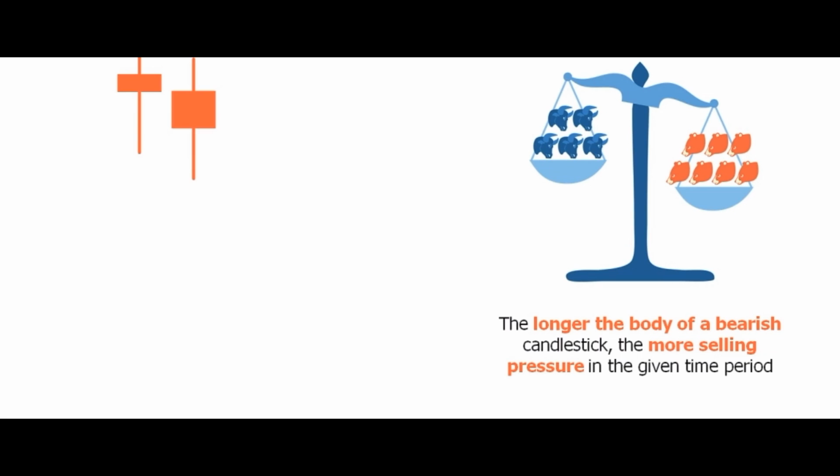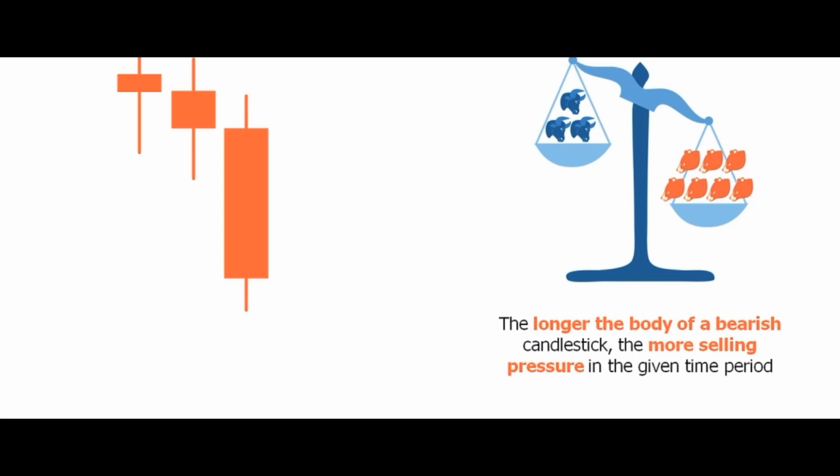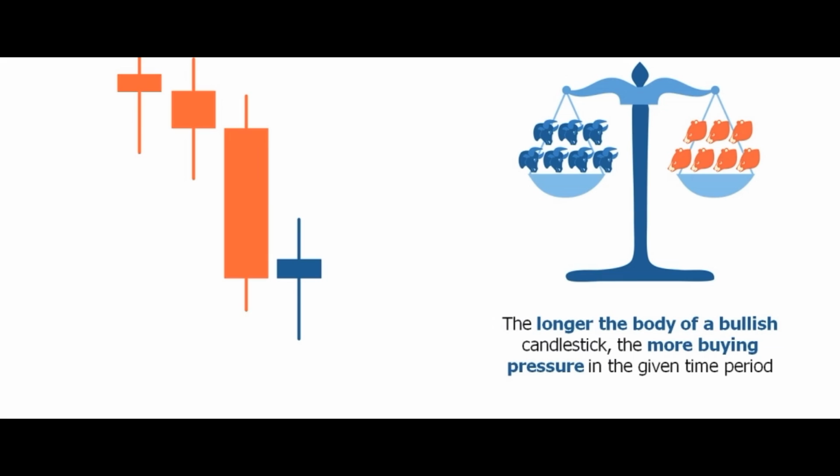As more bears enter the market, the selling pressure increases and the body of the bearish candles become longer under this added selling pressure. This is because the extra selling pressure is moving the price further down. Therefore, the longer the body of a bearish candlestick, the more selling pressure there is. This is the same when bullish candles form.